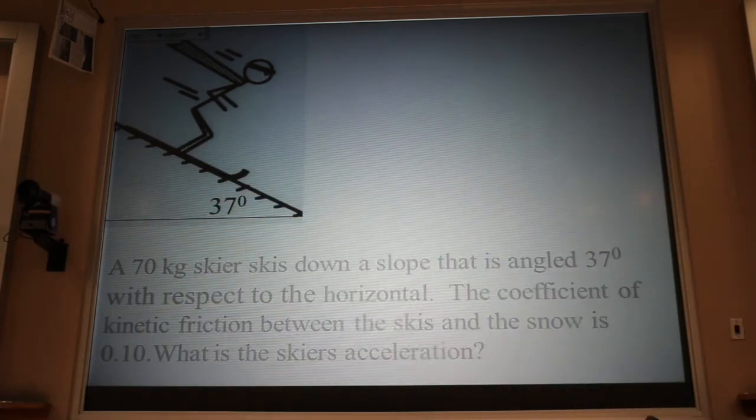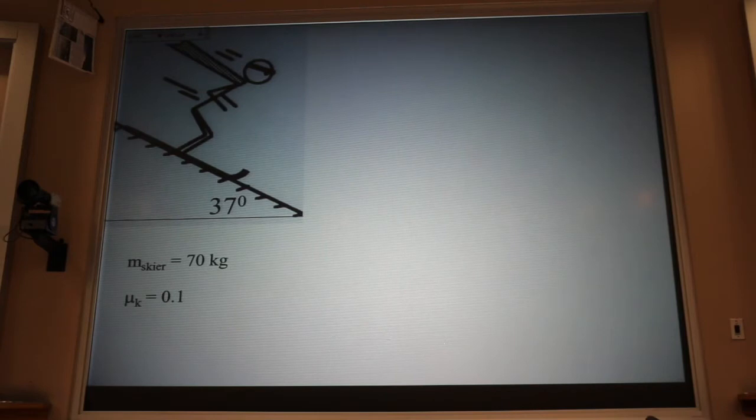Well, that's what we know. The mass and the coefficient of kinetic friction. We know the acceleration is down the ramp, but we don't know how big it is. We've known it's down the ramp since the first tutorial.